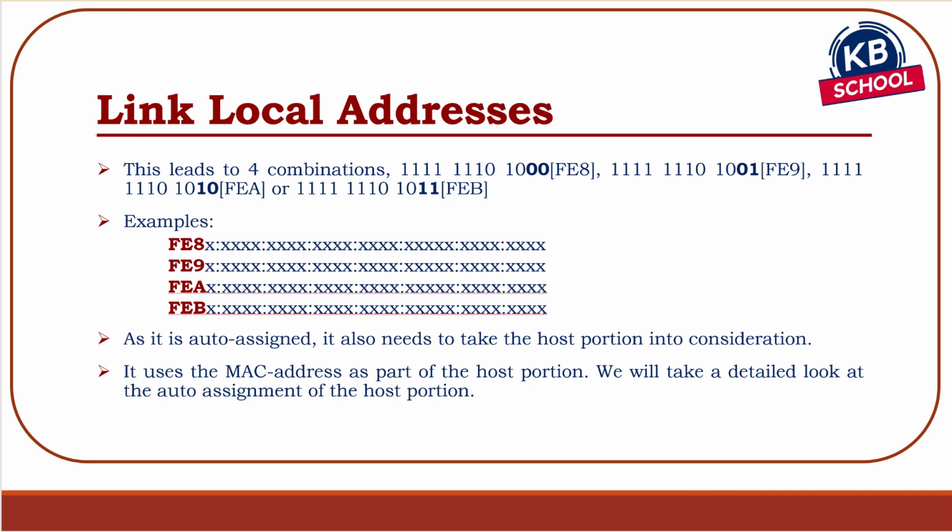So this leads to the combination of 1111 1110 1000, which is FE8, 1111 1110 1001, which is FE9, same thing, 1010, which is A, 1011, which is B. So the example again for a link local address, which you guys don't use as much, but is extremely important for the system to use in the background, is either FE8, FE9, FEA, and FEB. It automatically assigns it. All right.